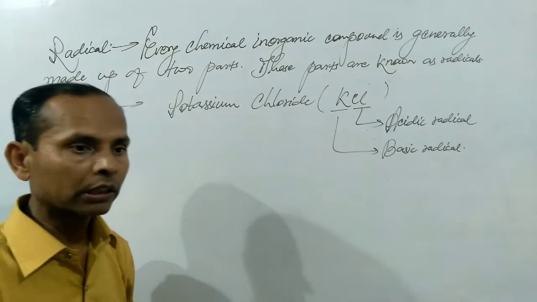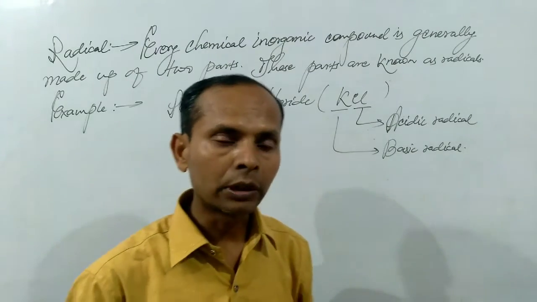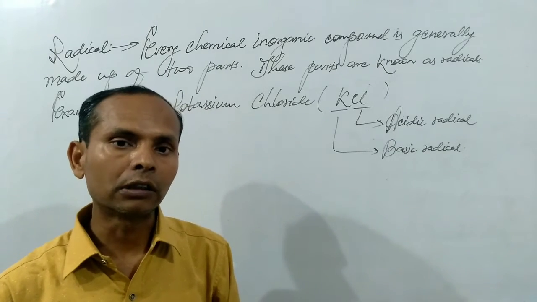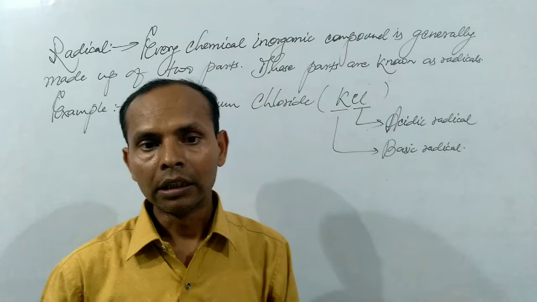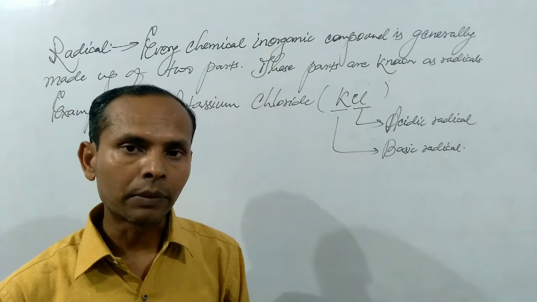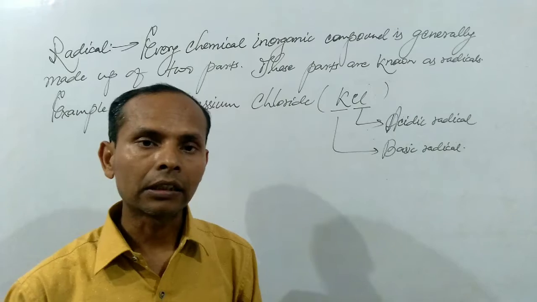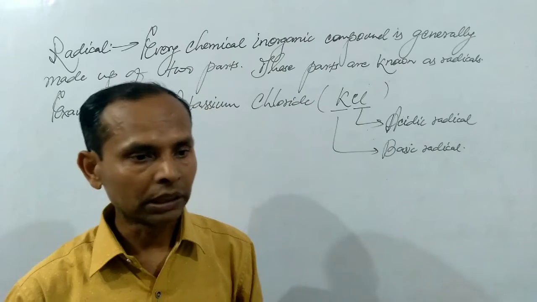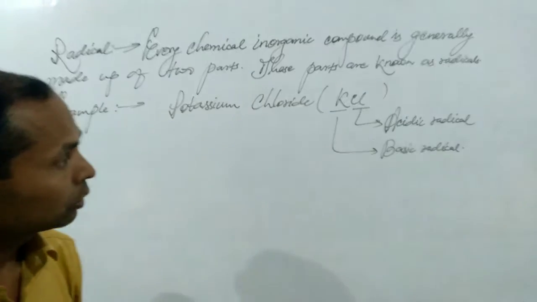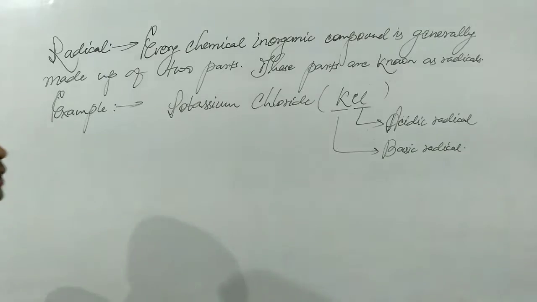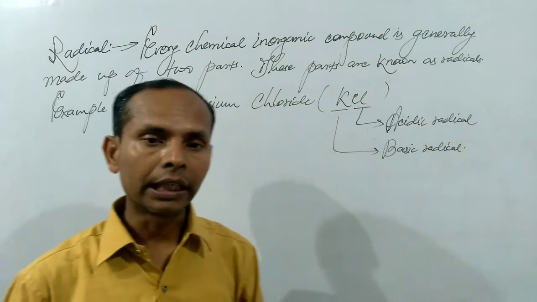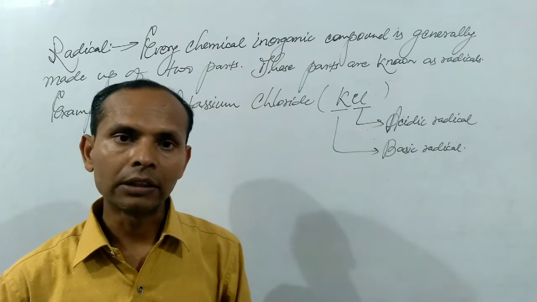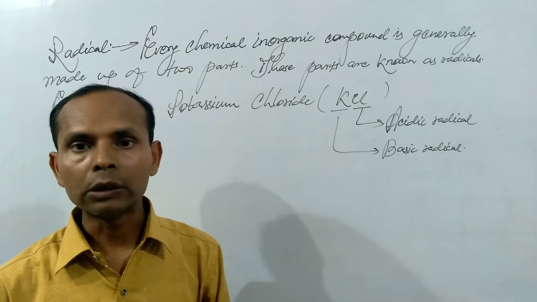In every chemical inorganic compound, one part is positive and another part is negative. Positive parts are generally called basic radical or electropositive radical. Similarly, the negative part is known as acidic radical or electronegative radical. These radicals are present especially in inorganic compounds. Not only in potassium chloride, but we have a large number of inorganic compounds like hydrogen sulfate, calcium oxide, sodium chloride, potassium chloride, sodium sulfate. These are mostly inorganic compounds.